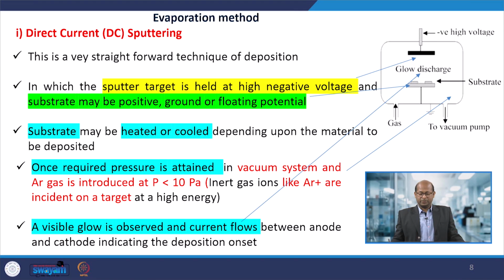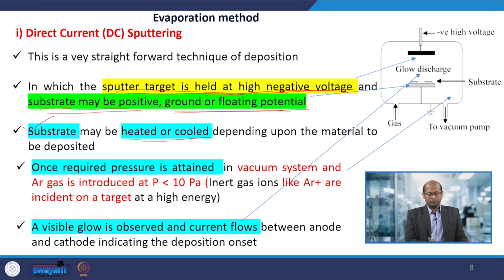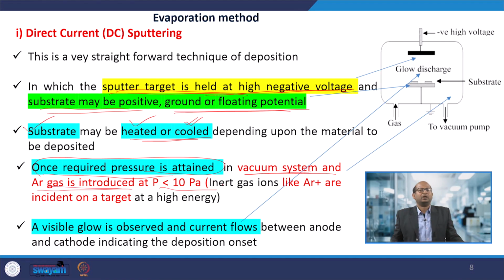So, in this particular method, you can see the sputter target is held at a high negative voltage. Okay, the target is at high negative voltage, and the substrate may be positive, grounded or at floating potential, and the substrate may be heated or cooled depending upon our applications or the way we are going to prepare it. And once the required pressure is attained, then the vacuum system and argon gas will be introduced, and that pressure may be less than 10 pascals.